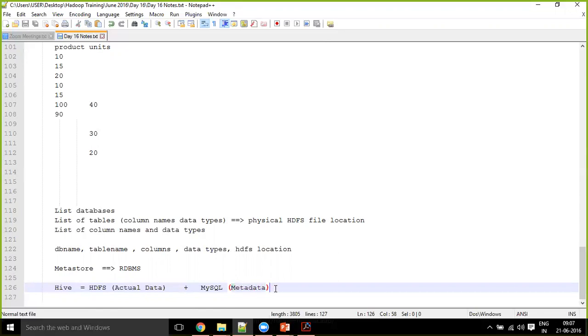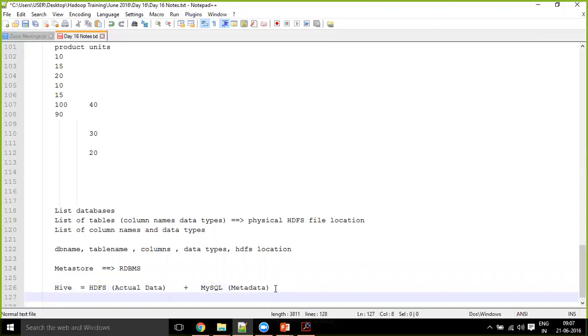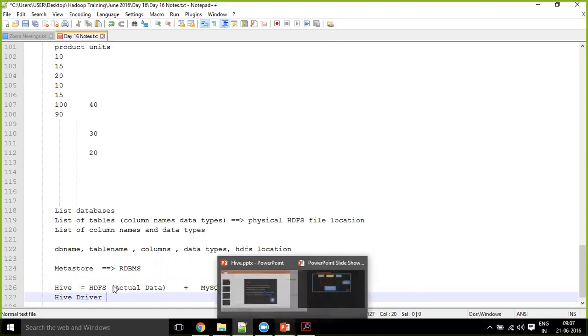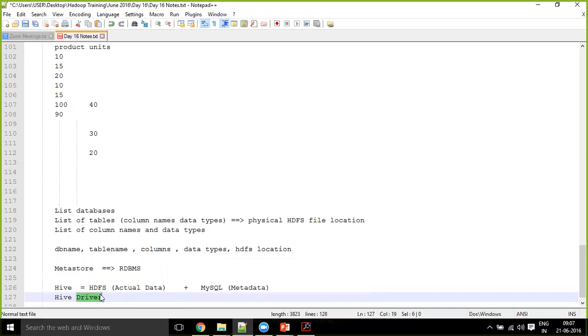So in Hive, we'll only have the Hive driver, which takes your Hive queries and is responsible for compiling them, optimizing them, and converting them into MapReduce jobs, and they will read your HDFS data. During this compilation time and optimization time, it accesses the metadata.